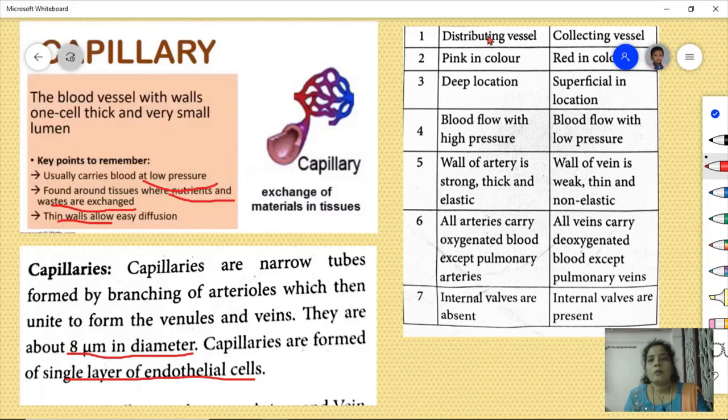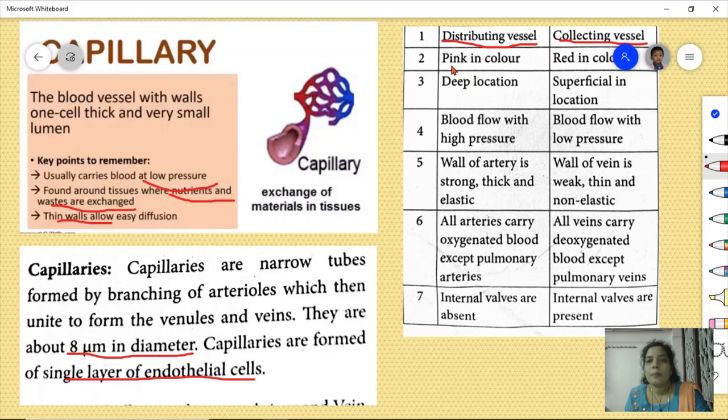Next we have to see the differences between arteries and veins. This is an important 4-mark question, and everyone has to learn this. So what is the difference between arteries and veins? The first point is distributing vessel. Arteries are distributing vessels, they distribute the blood. Veins are collecting vessels, they collect the blood.